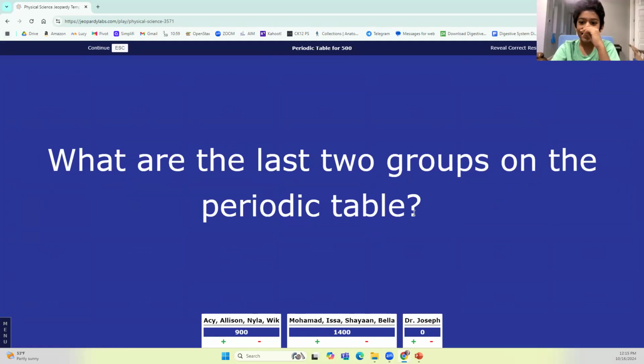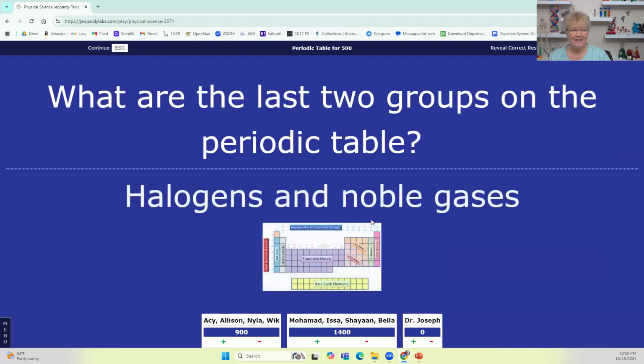So anyway, the bottom line here that I want to make sure. Okay, I need help from my team for the second one. Team, you want to help out? The second to last ones are halogens. All right, very good. Halogens are the next to the last right here, and noble gases are the last one. All right, so that is 500 more points for team one.